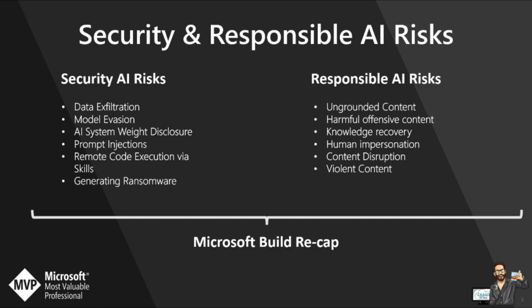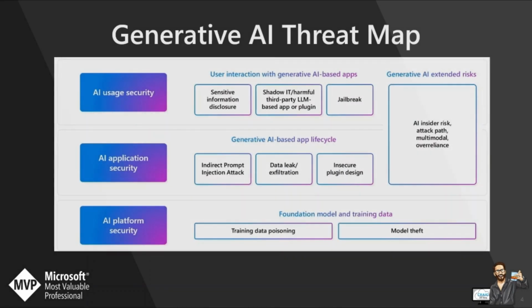Now, the next slide I want to talk about is the Gen AI threat map. So the generative AI threat map, by the way, I just took a screenshot from Mark's build talk because what's the point in reinventing the wheel here? I want to start at the bottom and then work my way up.